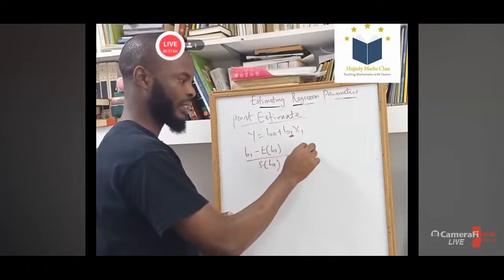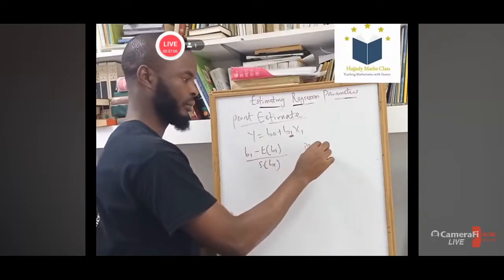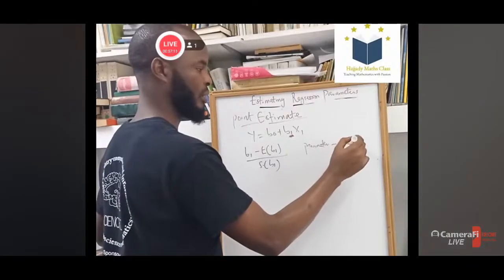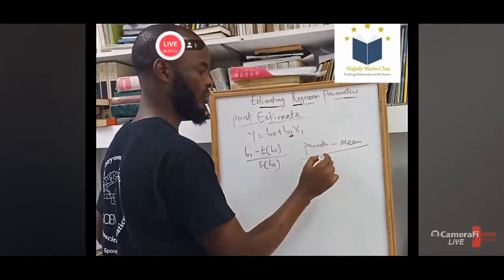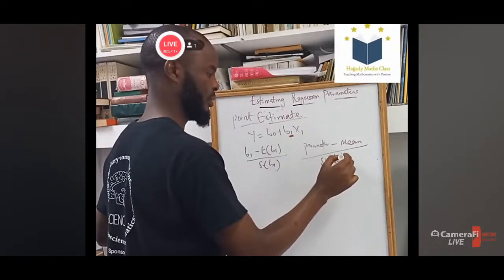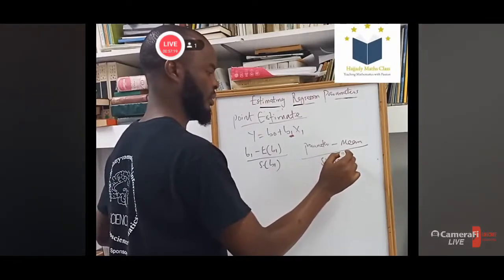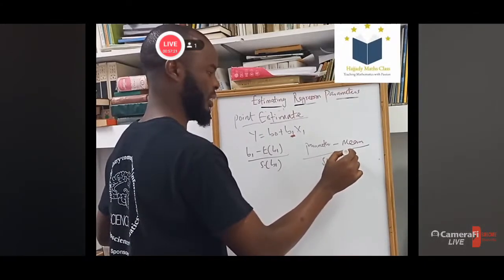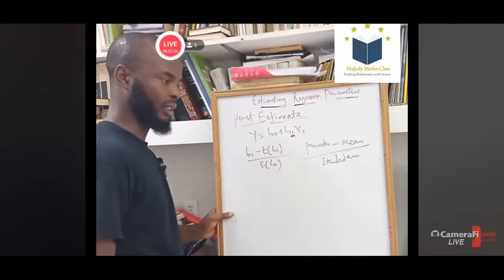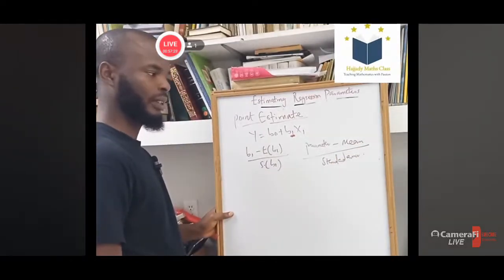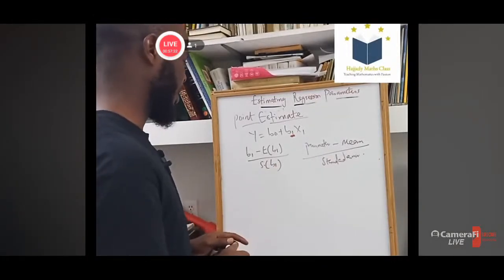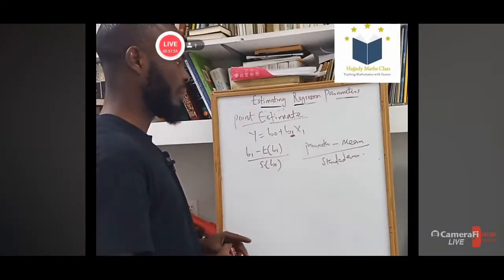The parameter itself minus the mean of the parameter over the standard deviation, the standard error of the parameter. So that is just the general form for the point estimate. So here I'm going to stop.